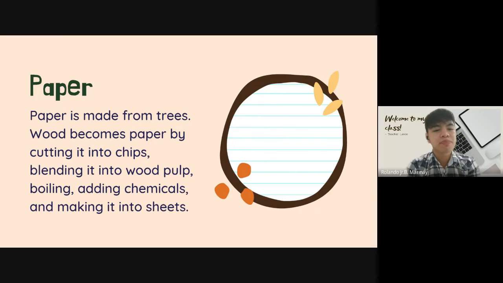Wood becomes paper by cutting it into chips. The wood is cut in a very, very thin layer and then blended into wood pulp. After that, they boil it and then they add chemicals, which makes it into a sheet. That's what they do, and it becomes the sheets that we are using.